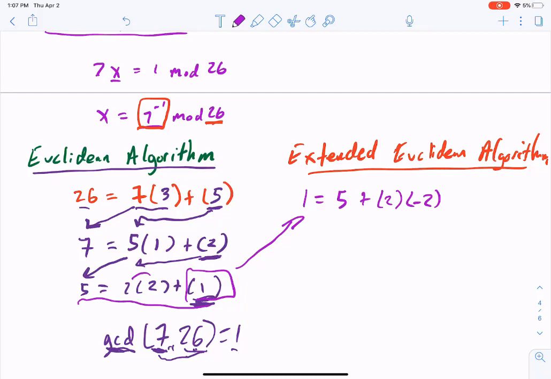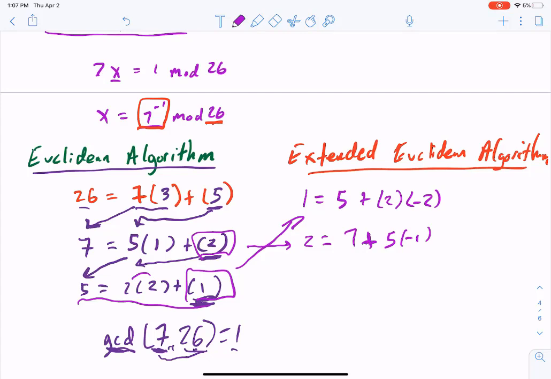Okay? And we're going to do the same thing with the equation above it. We're going to take the number on the end and set it equal to 7 plus 5 times negative 1. That's the same thing as this right here. Okay?